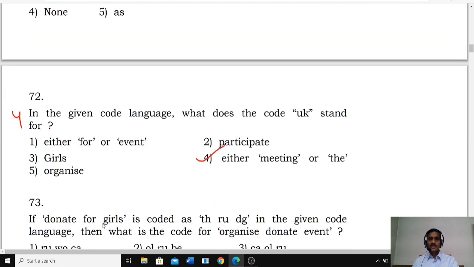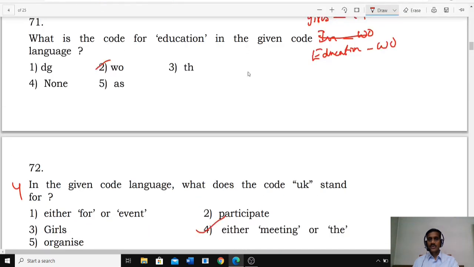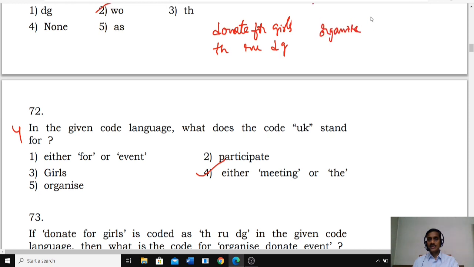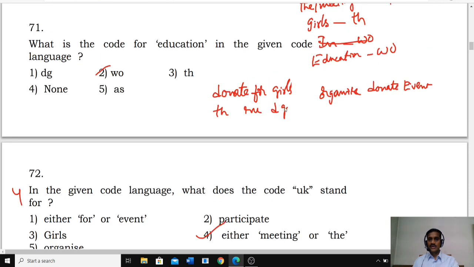Then 73, donate for girls is coded as THRUDG. Then, what is the code for organize donate event? Organize donate and event. Now, if you check out here, donate for girls.